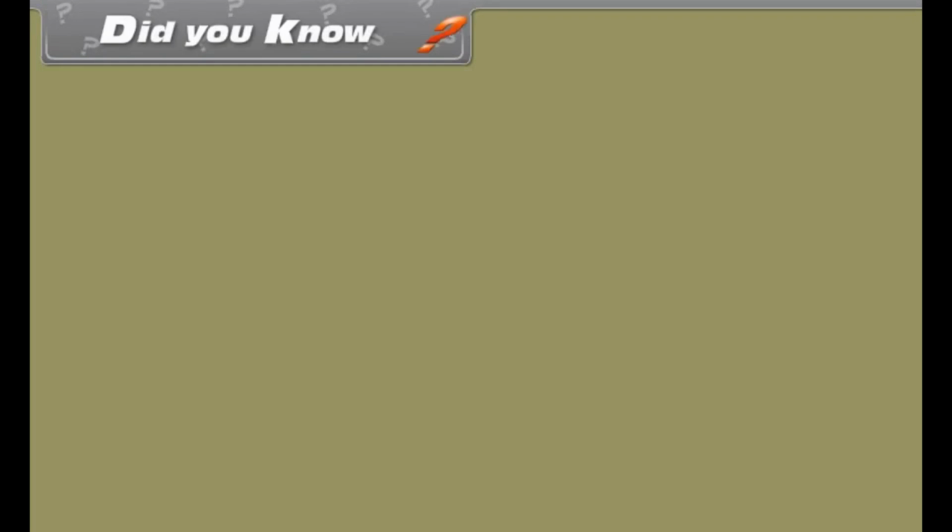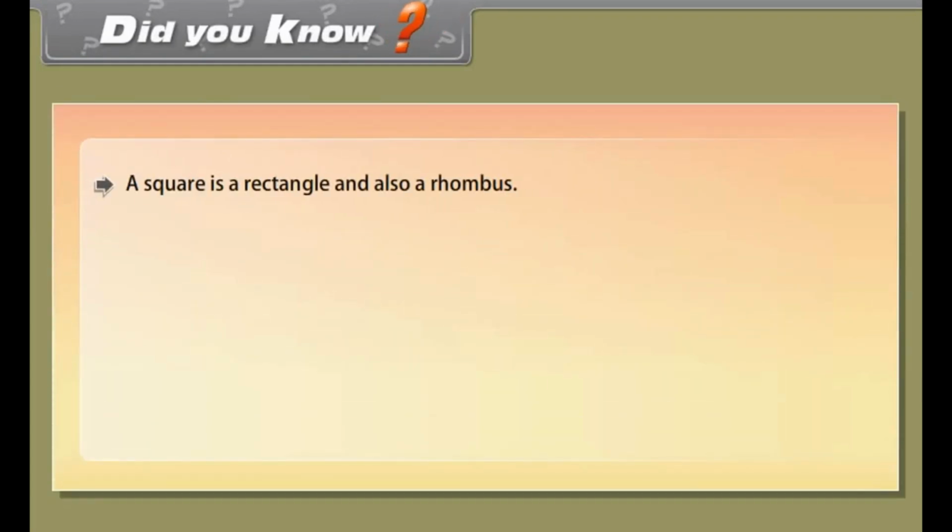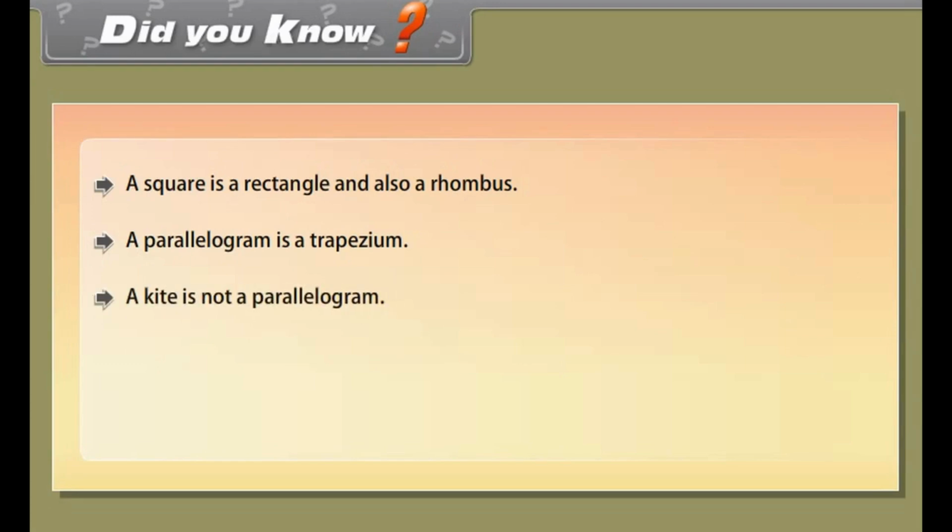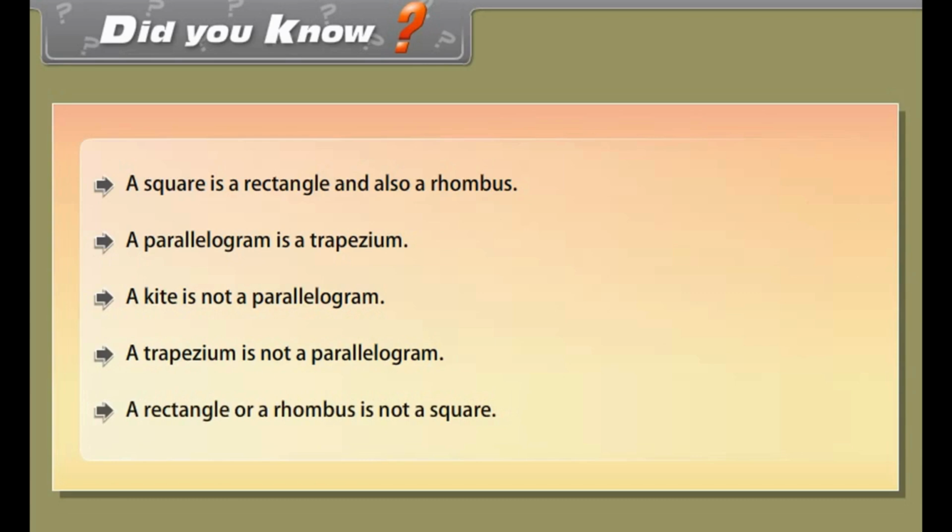Did you know? A square is a rectangle and also a rhombus. A parallelogram is a trapezium. A kite is not a parallelogram. A trapezium is not a parallelogram. A rectangle or a rhombus is not a square. Summary.